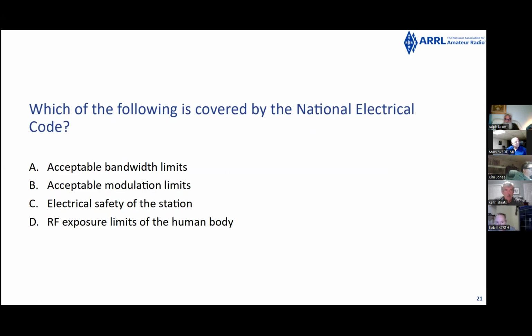Which of the following is covered by the National Electric Code? Acceptable bandwidth limits, acceptable modulation limits, electrical safety of the station, RF exposure limits of the human body. C, B.